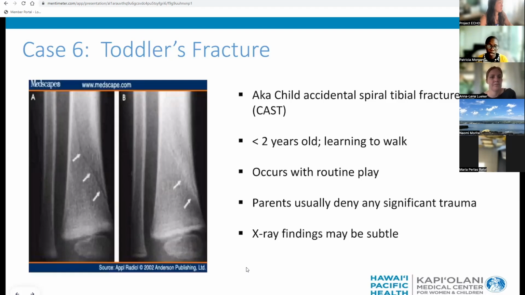So it is pretty common in kids who are learning to walk, and can also occur with routine play. And again, the parents will not really report significant trauma. So you'll have this unexplained fracture, but this is a known entity. And so the question becomes, it's a known entity, but it's an unexplained injury. Do you get a physical abuse workup or not?